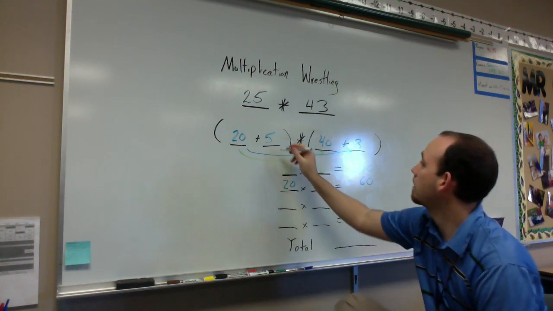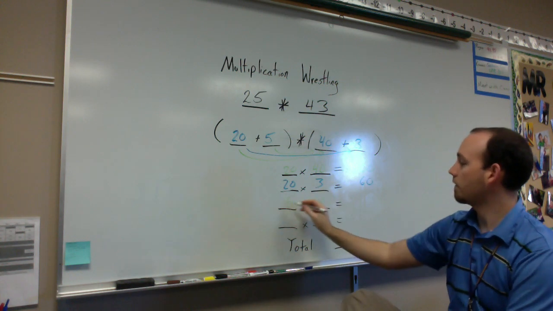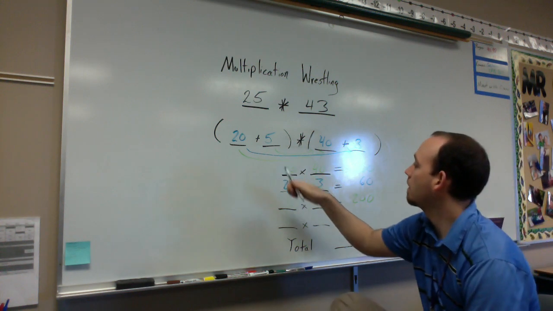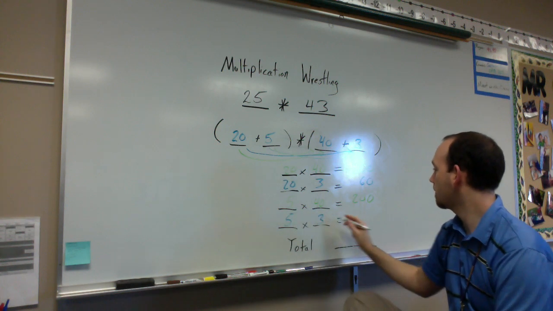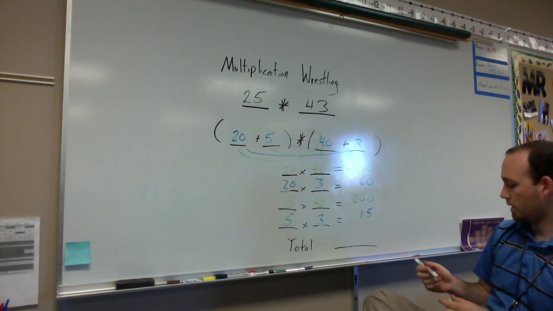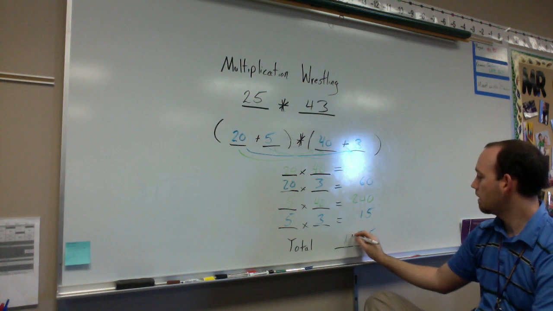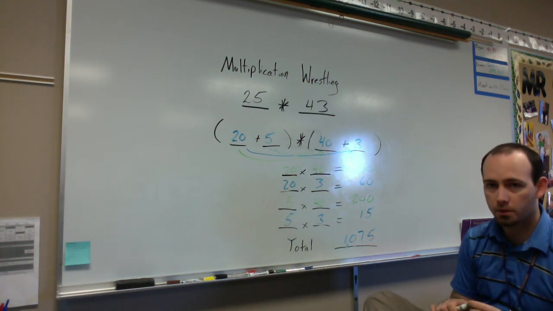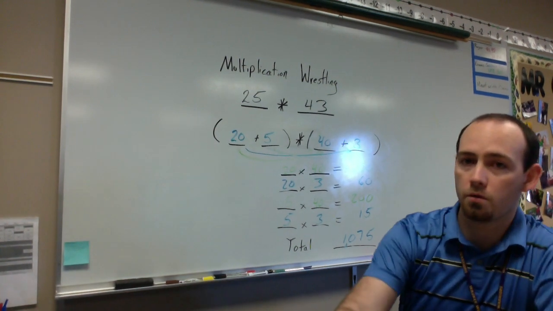The next thing you should have done is 5 times 40. 5 times 4 is 20, with 1 zero is 200. Then you should have done 5 times 3, which is 15. When we add all of those up, we should end up with a 5, a 7, and a 10 there. So we get 1,075. So make sure you mark down how well you think you're doing, beginning, developing, secure, and have that ready to apply this tomorrow.